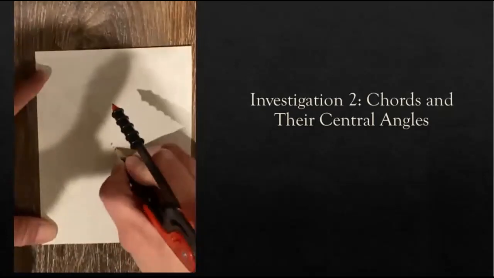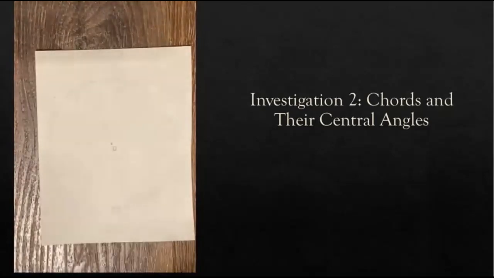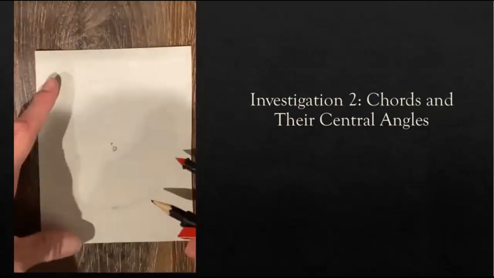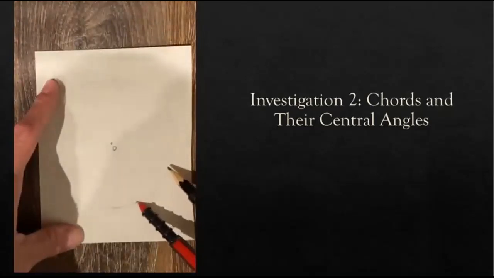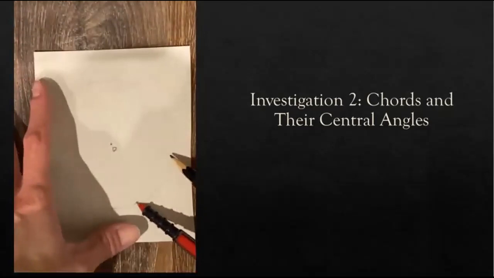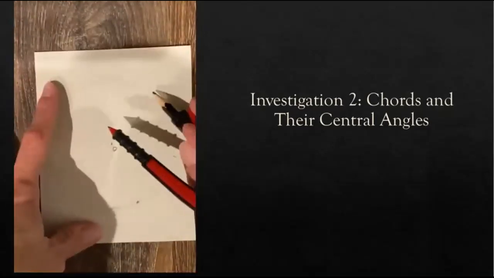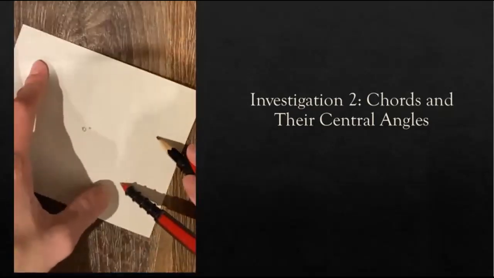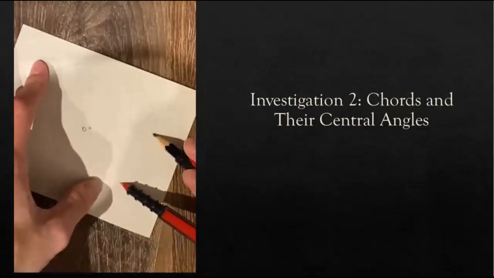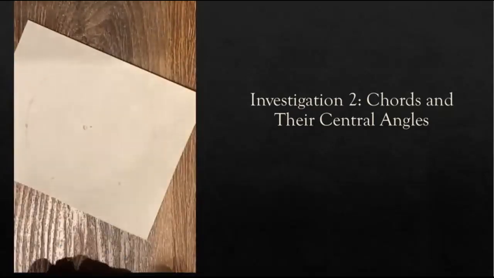Then I'm going to draw two congruent chords. So the way that I would do that is to draw a point on the circle and then switch your compass around and get a distance away from it. Then draw another point on your circle and do the same thing, get that same distance away. Then use a straight edge to connect those points to make two congruent chords.